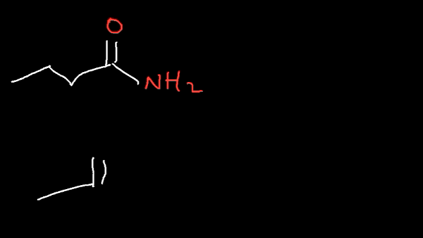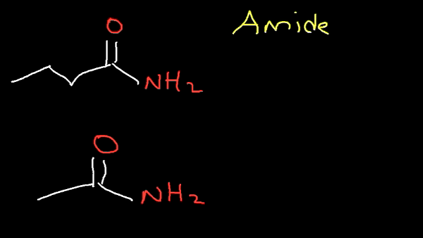So what if we connect a carbonyl group and an amine? What is the name of that functional group? How would you name it? So this is called an amide when you have an NH2 next to a carbonyl group. And because we have 4 carbons, instead of saying butane, this is called butanamide.